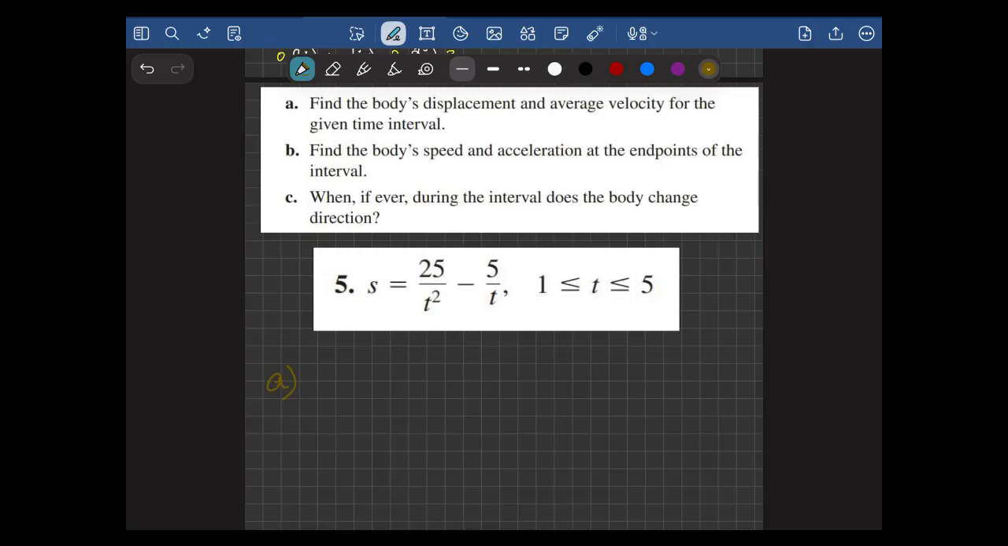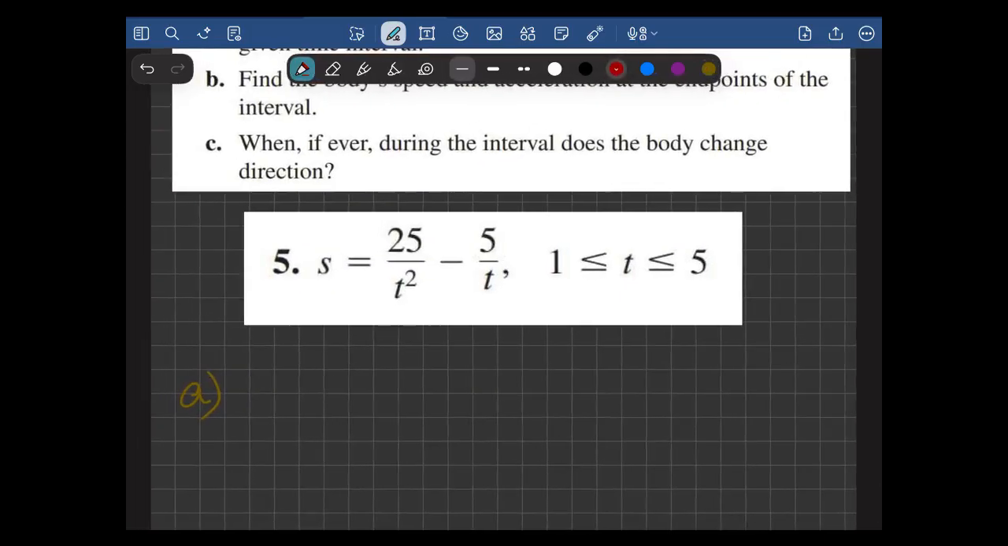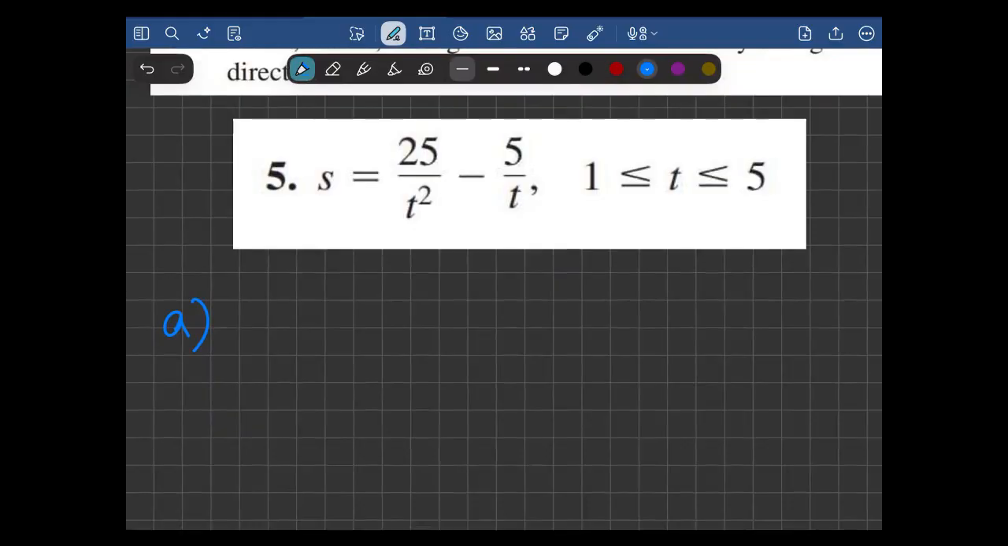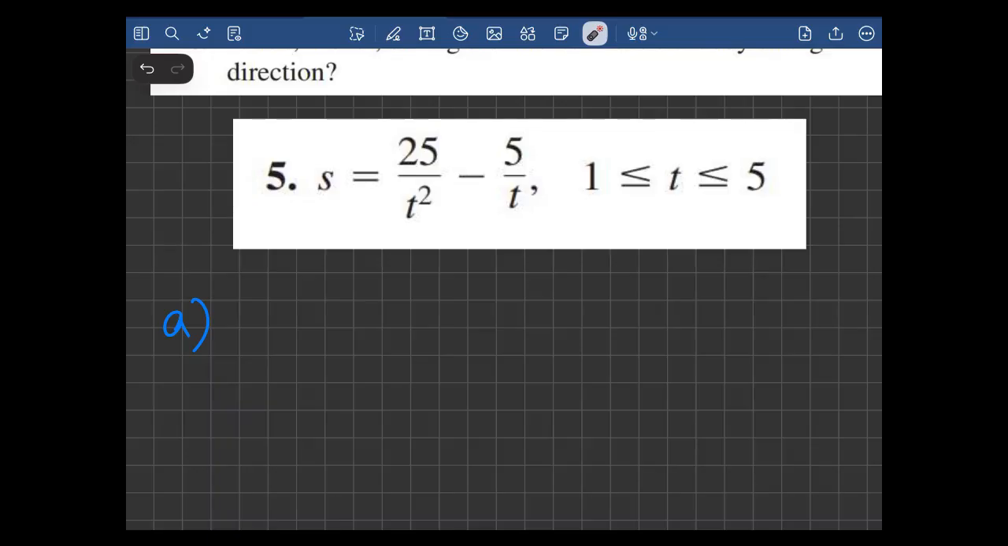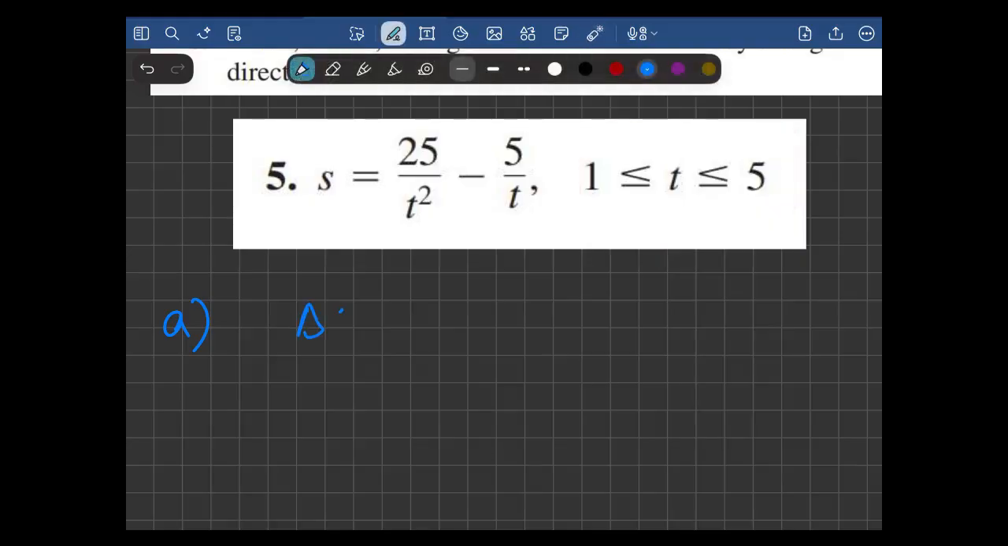So according to the first part, as it is said by the questionnaire, find the displacement of the body if the displacement function is 25 over t square minus 5 over t. This is our displacement function, and this is the time interval in which the displacement happened. So how can you find the change in displacement? Displacement equals the displacement at the final endpoint minus the displacement at the initial endpoint, which is 1 here.